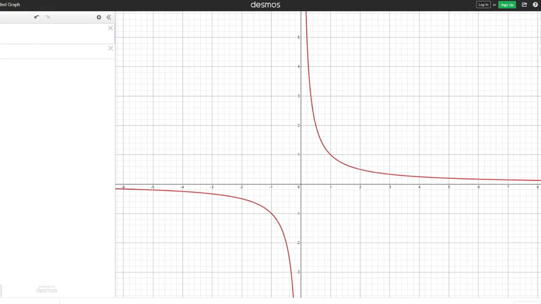One over x has 2 branches. Okay, that's one branch. Now look at the mouse cursor. Okay, that's another branch. So just memorize the graph of the function.